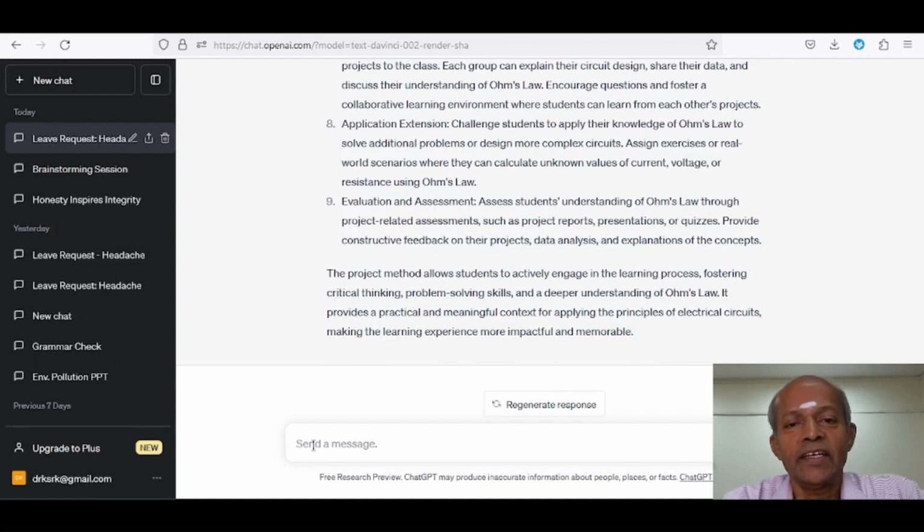The next application is brainstorming. We all know that if we want to collect many ideas from different people, then we use the brainstorming method. Now let us see how ChatGPT can help you in brainstorming. Suppose I want to have a brainstorming session related to a particular topic, for example, environmental pollution.